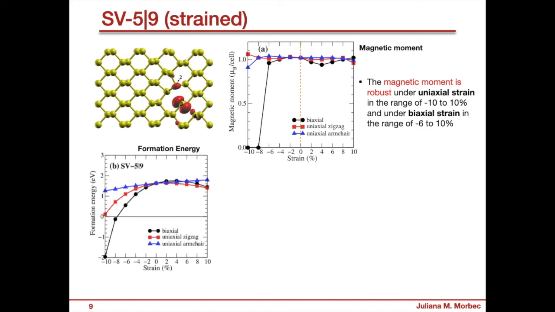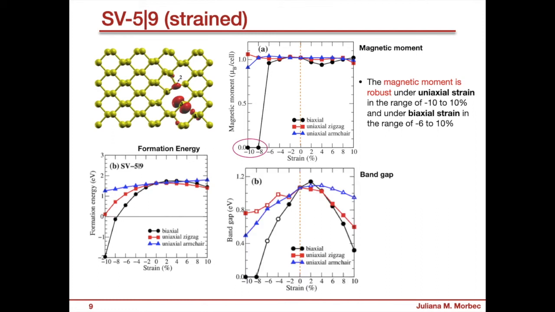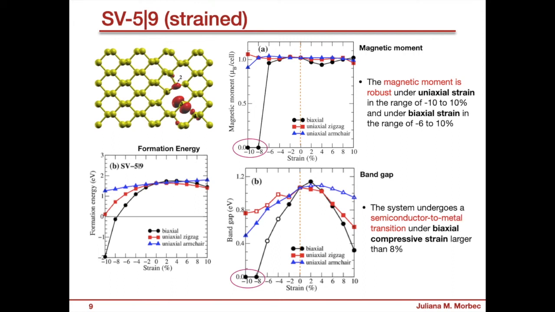So you can have a stable magnetic system for monolayer phosphorene by combining single atom vacancy and compressive strain. But what happened here when you applied biaxial strain above 8% is that you have a closing of the band gap. The system becomes metallic. The band gap closes. You have a transition from semiconductor to metallic system under biaxial compressive strain above 8%.